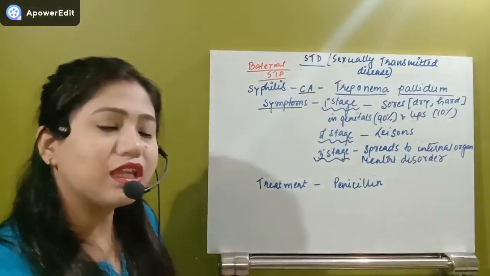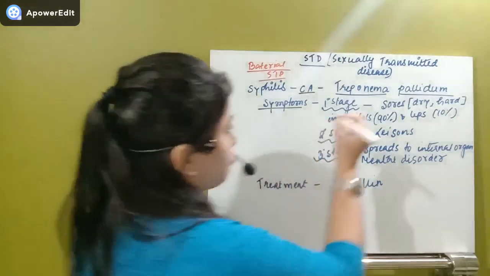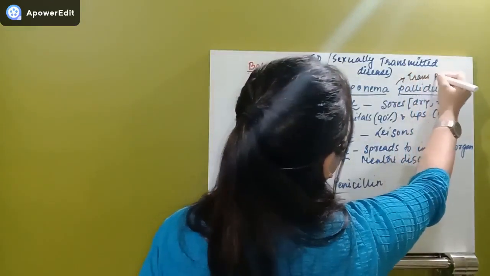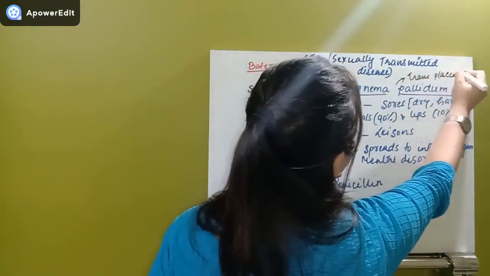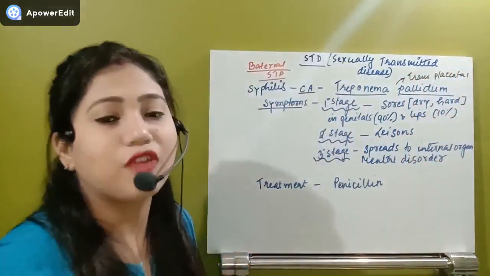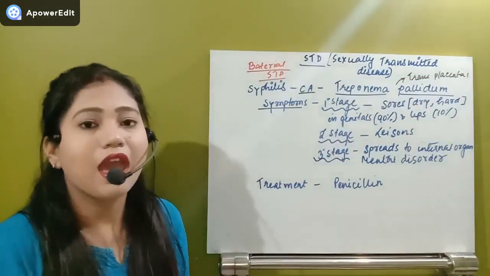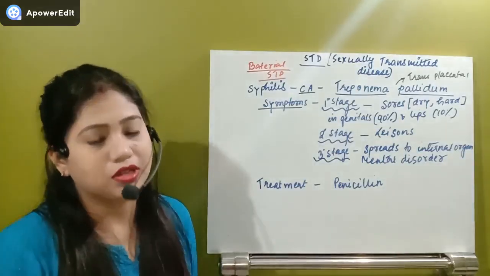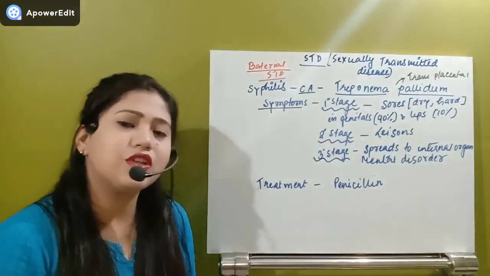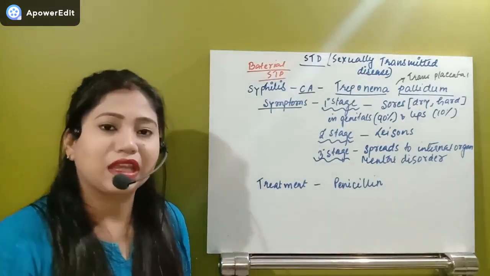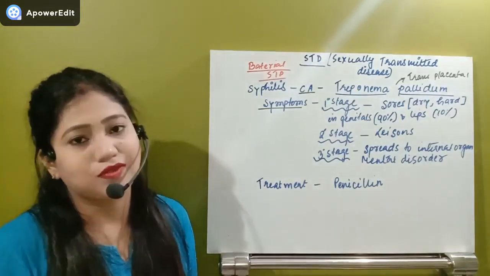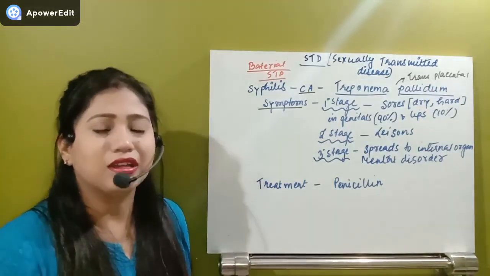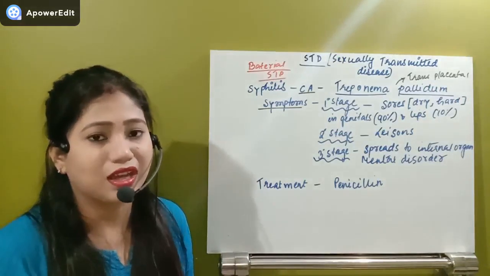First of all, one thing you have to know, this Treponema pallidum is transplacental. So what is transplacental? It means this can transmit through the placenta, and it can also affect the baby. So what happened in the primary stage? In the primary stage, very small sores can appear in the genitals as well as on the lips. Some small, hard, dry sores can appear.